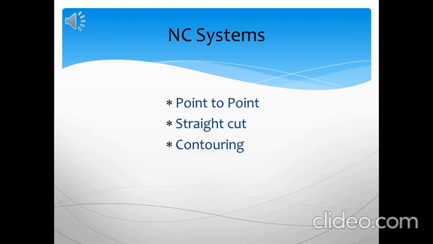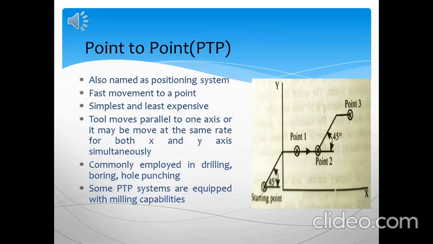Usually the NC systems are three types. The first one is point to point, the second one is straight cut and the third one is contouring system. Point-to-point systems are also named as a positioning system. It refers to operations that require fast movement to a point. Normally, point-to-point systems are the simplest and the least expensive systems.